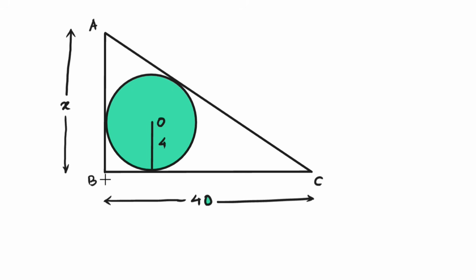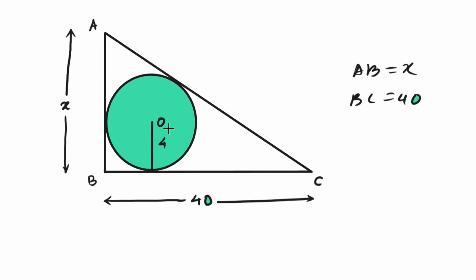In this problem, we are given that AB equals x, BC equals 40, and the radius of the circle is 4, and our goal is to find the value of x. Let's begin by writing down the given information carefully. We have AB equals x, and BC equals 40.